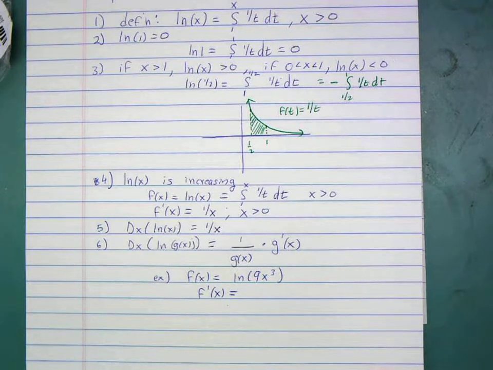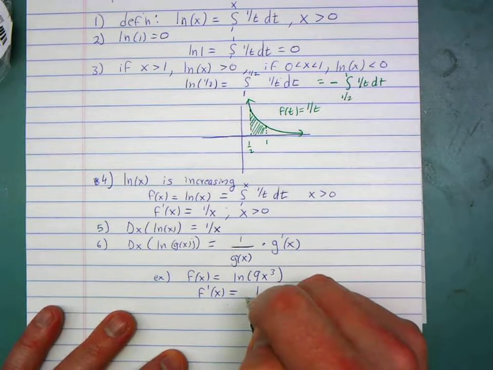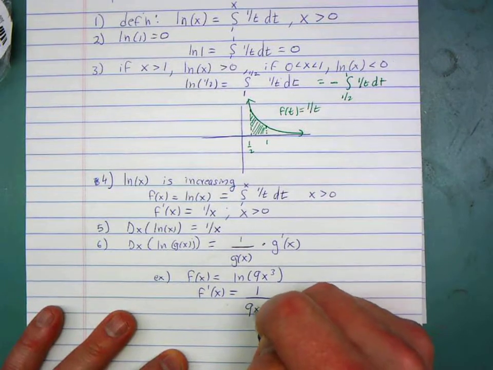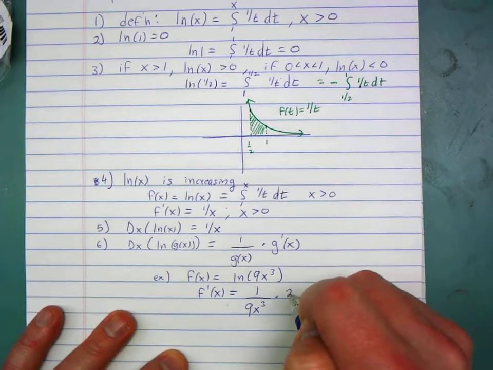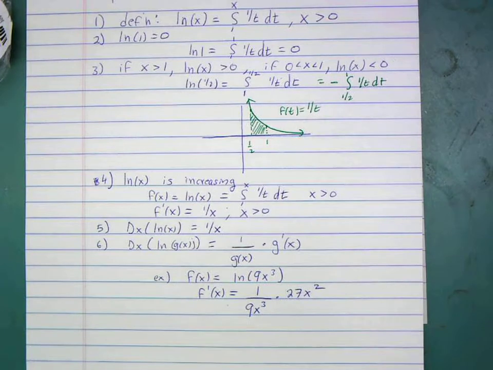All over 9x cubed, 1 over 9x cubed. When you have an ln, it's always 1 over whatever's there times its derivative, times 27x squared. Would it be incorrect to write that as 9x to the negative 3?